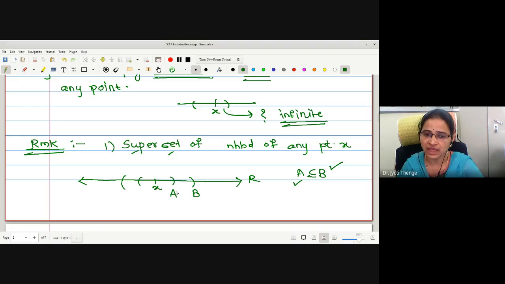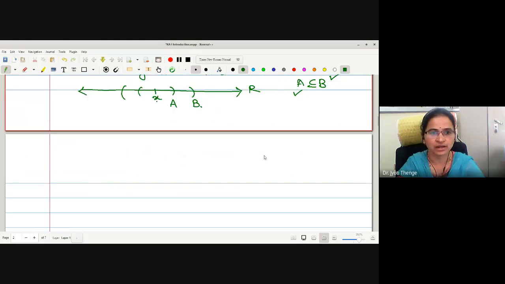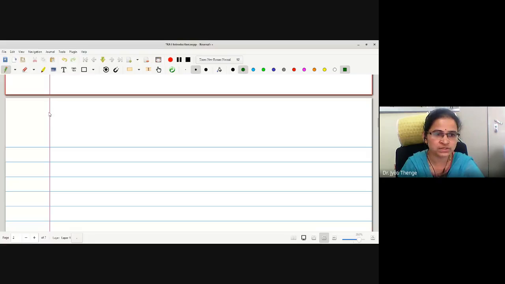But if A is already a neighborhood of a point X, will B be a neighborhood? Yes, therefore a superset of a neighborhood of any point X is again a neighborhood of X. Correct? What about the union of neighborhoods?